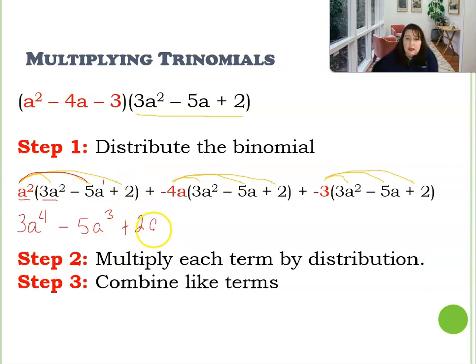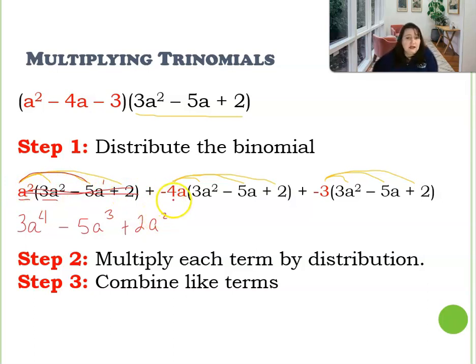and I just end up with plus 2a squared. And I want to make sure you realize that I end up with my highest power, and then I count down, and I end up with 3 terms. Okay, I have 3 terms in here: 4, 3, 2. Now I'm going to go ahead and knock that off. I'm just going to cross it off so that way I don't forget and go back to it. So now I'm going to do it again.